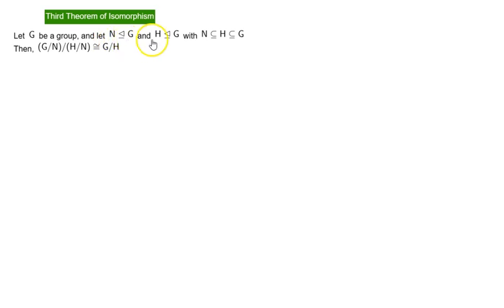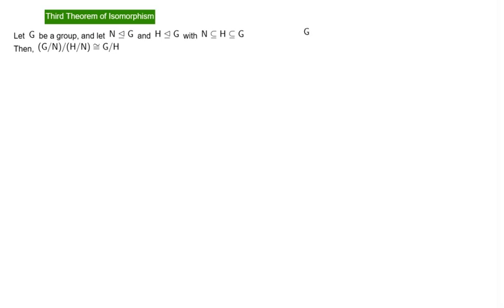Let us look at the third theorem of isomorphism. It says, let G be a group and let N be a normal subgroup of G and H be a normal subgroup of G, with N being a subset of H, which is in turn a subset of G. Then the quotient group formed by the quotient groups, that is G/N by H/N, is isomorphic to G/H. Okay, so let's see what this actually means.